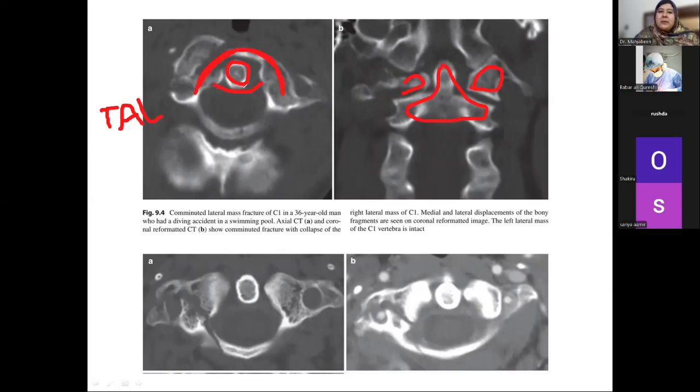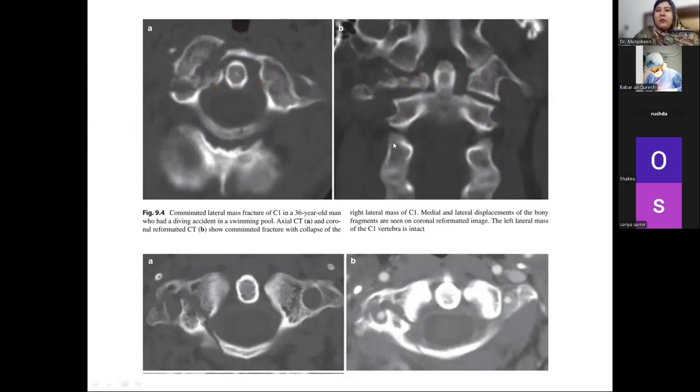Now, this ligament is very important. Any trauma or fracture that disrupts this ligament results in dislocation of this joint, or in other words, atlantoaxial subluxation. Atlantoaxial subluxation. So that's why you should remember TAL.